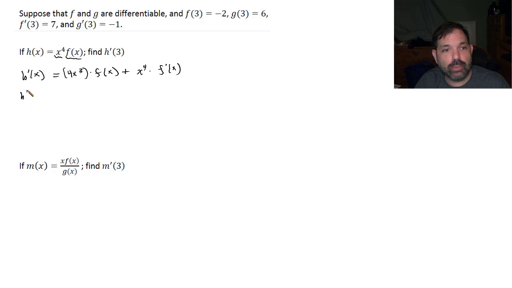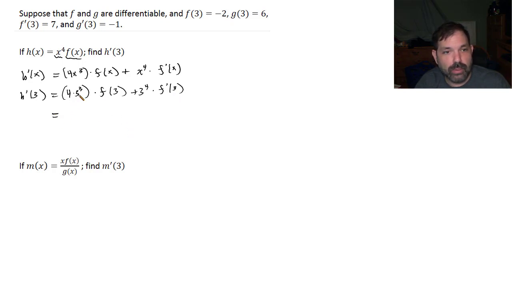So that means that h prime of 3 would be 4 times 3 to the third times f of 3 plus 3 to the fourth times f prime of 3. Now it's just arithmetic, and knowing that f of 3 is negative 2 and f prime of 3 is 7.